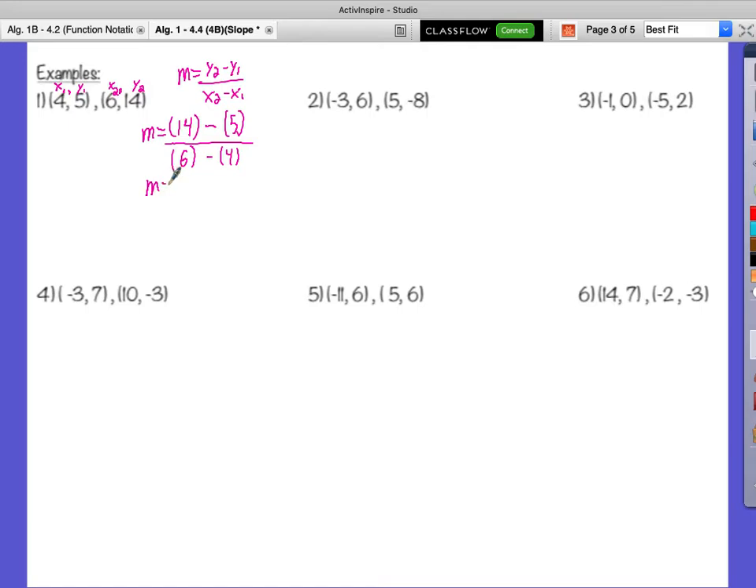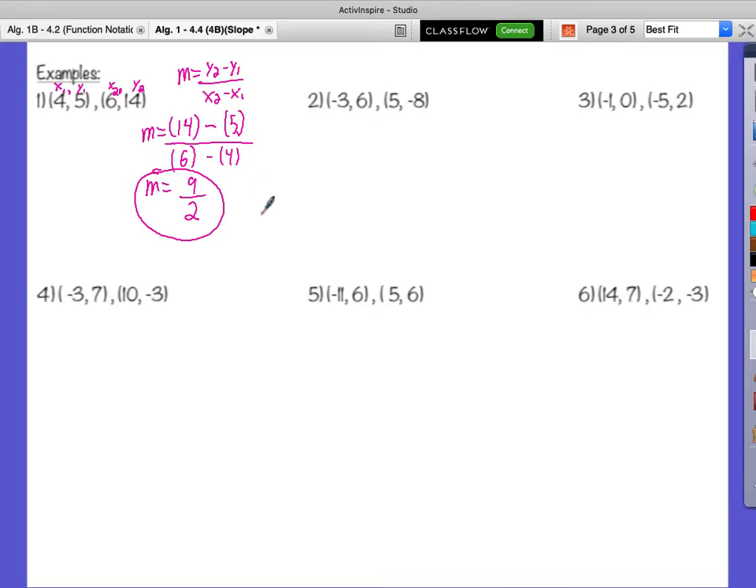So then we say, okay, well, what is 14 minus 5? 9. And what is 6 minus 4? 2. 9 over 2, can that reduce? What goes into both 2 and 9? Nothing. Okay? You can make it a mixed number if you want, but we don't want it as a mixed number. This is our slope.